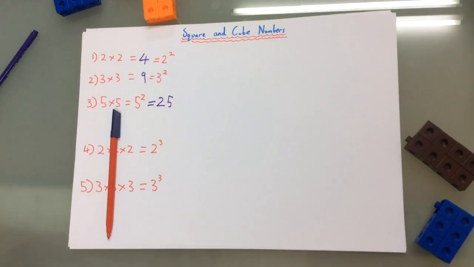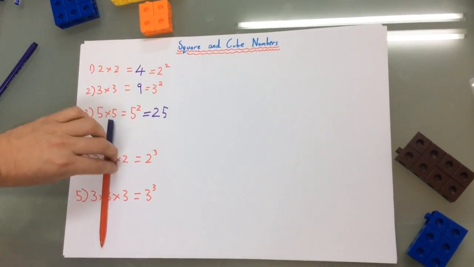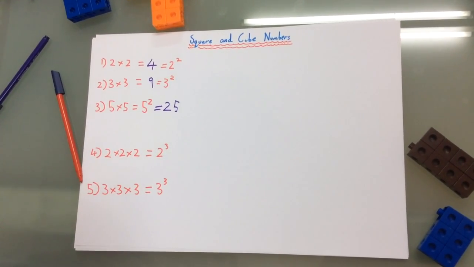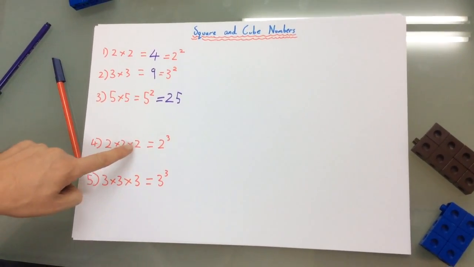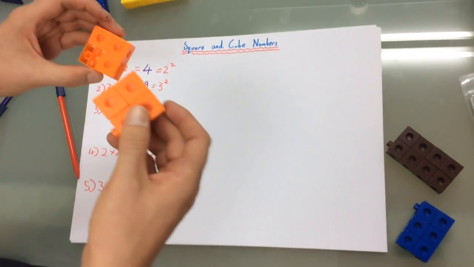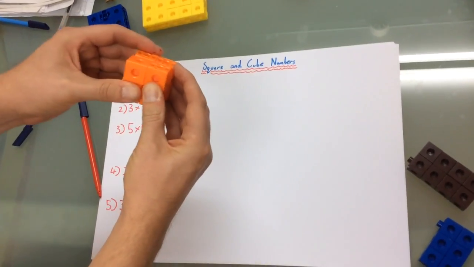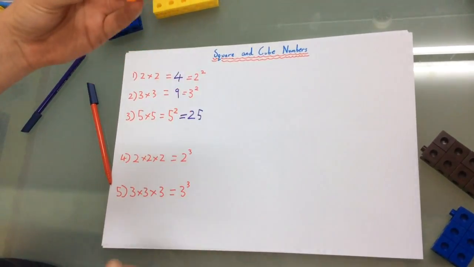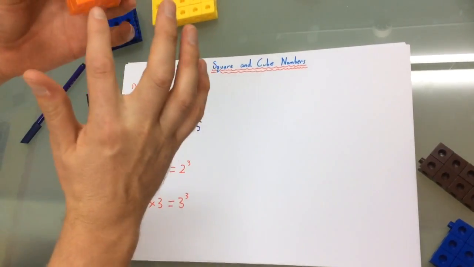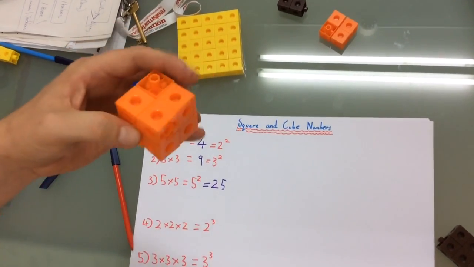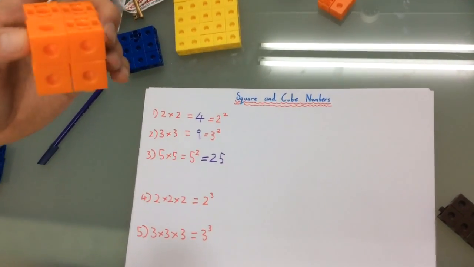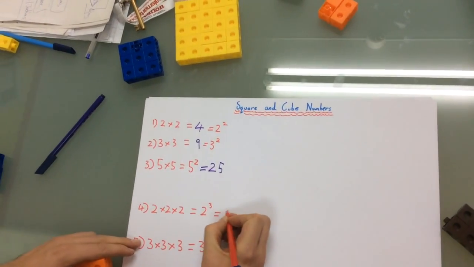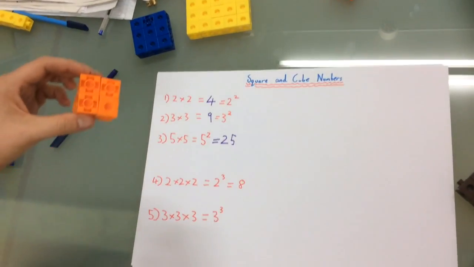Now let's look at cube numbers. What are cube numbers? Well, cube numbers are when we put the cubes together and what we make is a cube. So let's start off with 2 times 2 times 2. Well, here I have 2 times 2. If I put that together here, I have 2 times 2 done twice, and so the answer is 8, and I have made a cube. And so this is called a cube number because we have made a cube. So the answer to 2 cubed is 8.